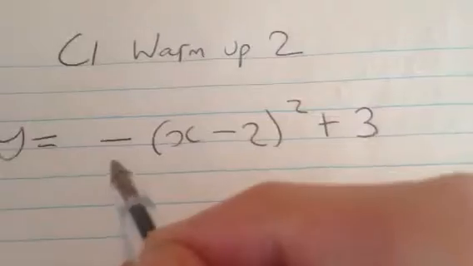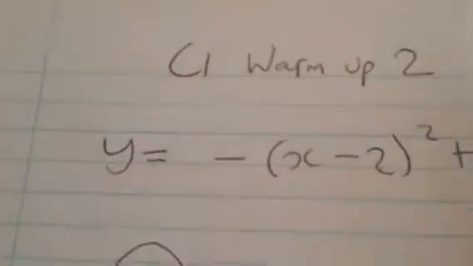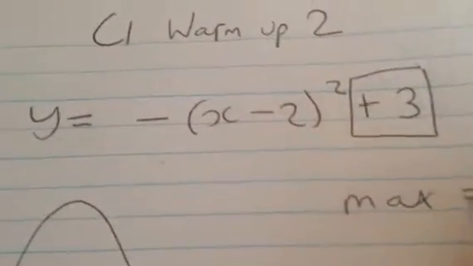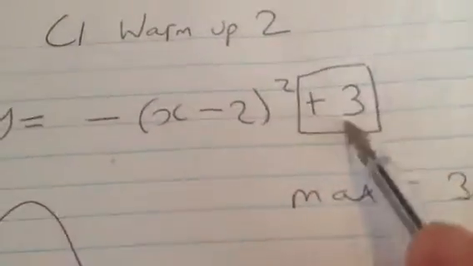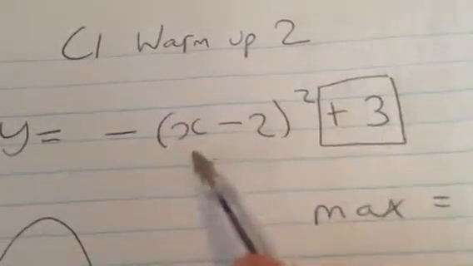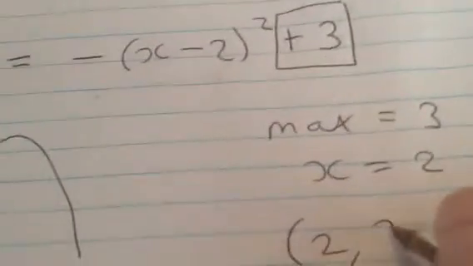If I am finding the maximum this time, the maximum is going to be 3, because you're always taking away a positive number. So the max is 3, and the max is always the bit away from the square. And the max is 3 when this bracket is 0, so when x is 2. So the max of the function above occurs at (2, 3).